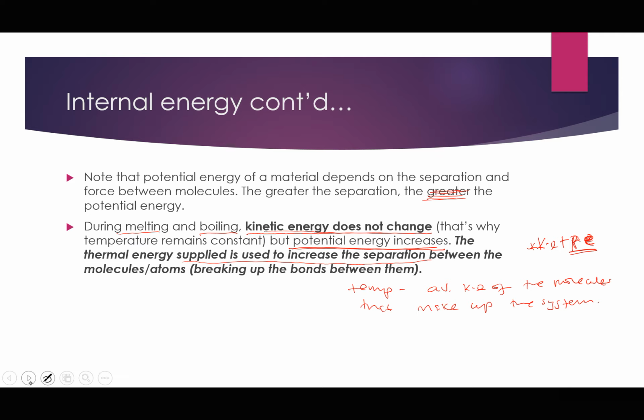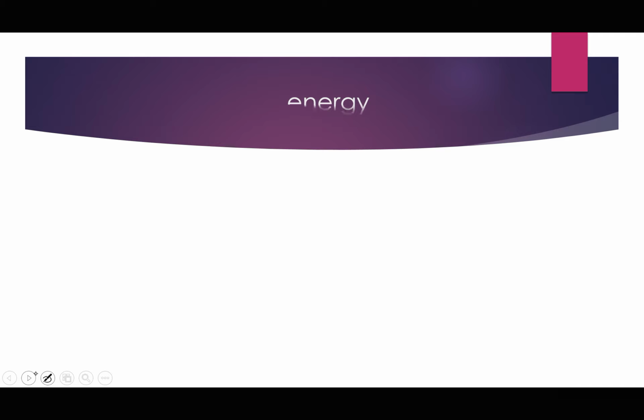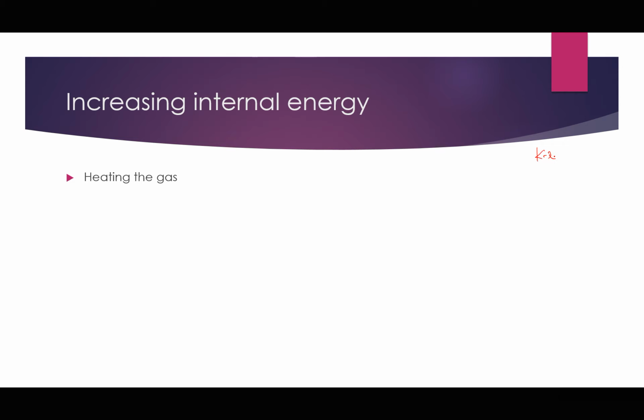Okay, I think I've said much about internal energy. How can we increase or decrease the internal energy of a system? To begin with, there are several ways of increasing or decreasing the internal energy of a system. Number one, remember all we need is to either increase the kinetic energy or increase the potential energy of the molecules that make up the system. So heating, we are going to concentrate on the ideal gas, on the gas in this unit. To increase internal energy, we can apply heat to the gas.